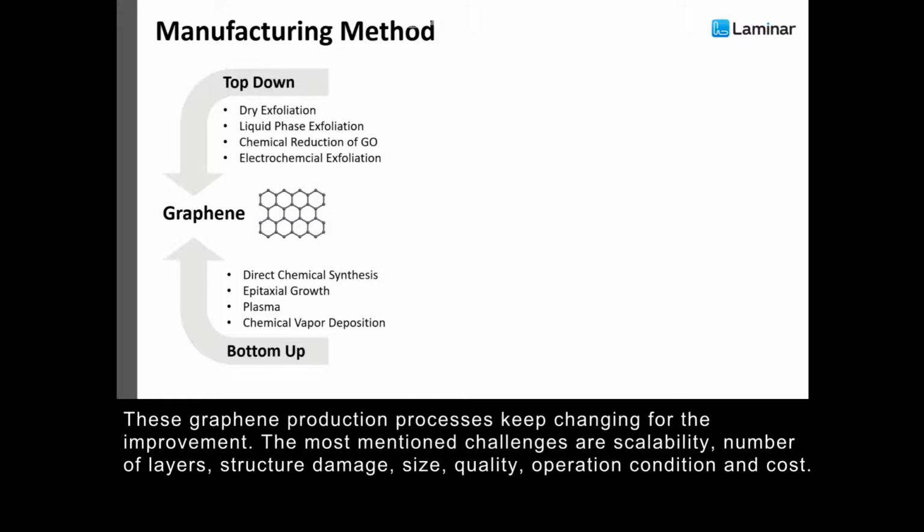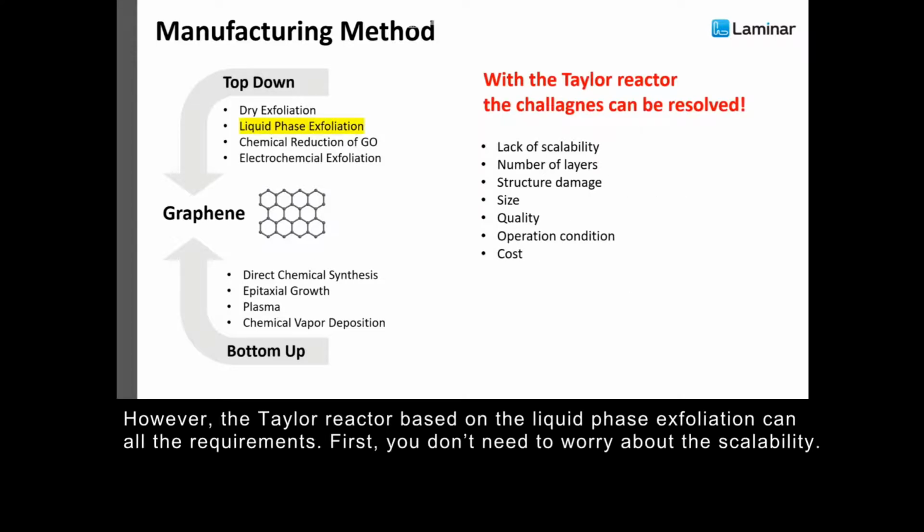These graphene production processes keep changing for process improvement. The most mentioned challenges are scalability, number of layers, structure damage, size, quality, operation condition, and cost. However, the Taylor reactor based on liquid phase exfoliation can meet all these requirements.